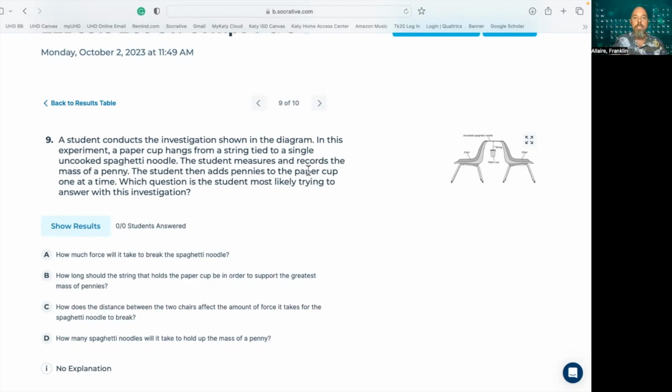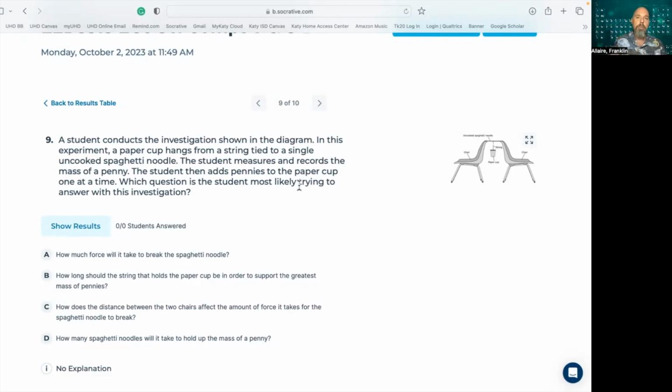Which question is the student most likely trying to answer in this investigation? Is it A, how much force will it take to break the spaghetti noodle? B, how long should the string that holds the paper cup be in order to support the greatest mass of pennies? C, how does the distance between the 2 chairs affect the amount of force it takes for the spaghetti noodle to break? Or D, how many spaghetti noodles will it take to hold up the mass of a penny?